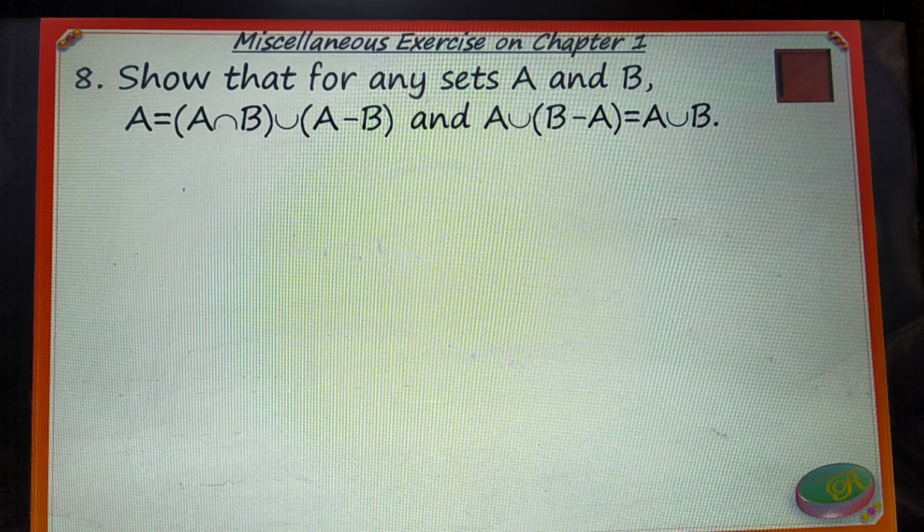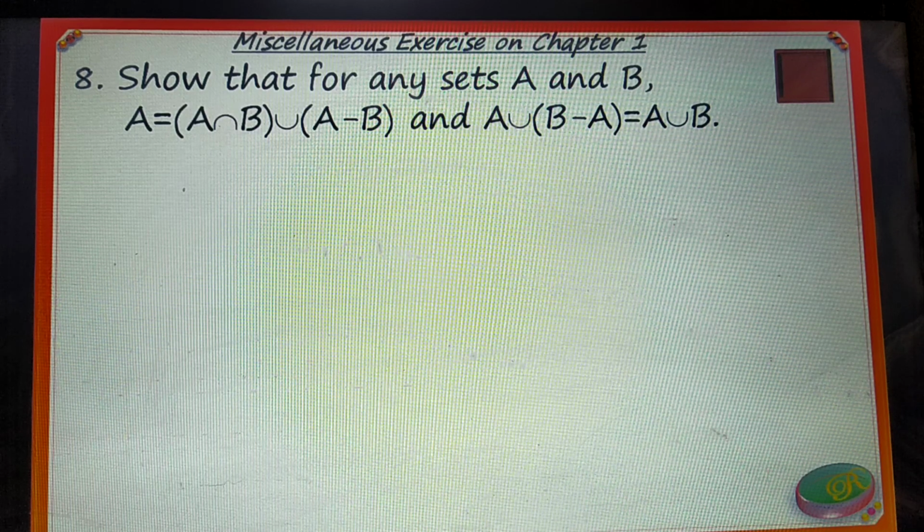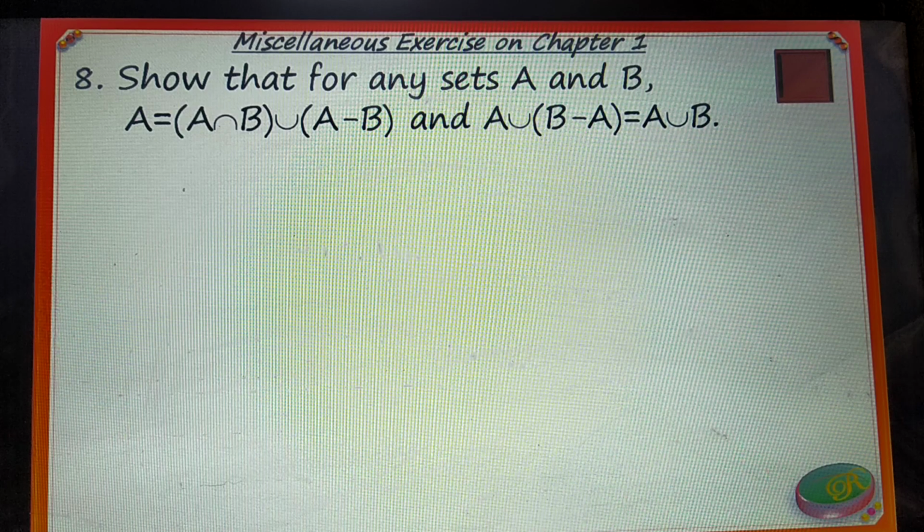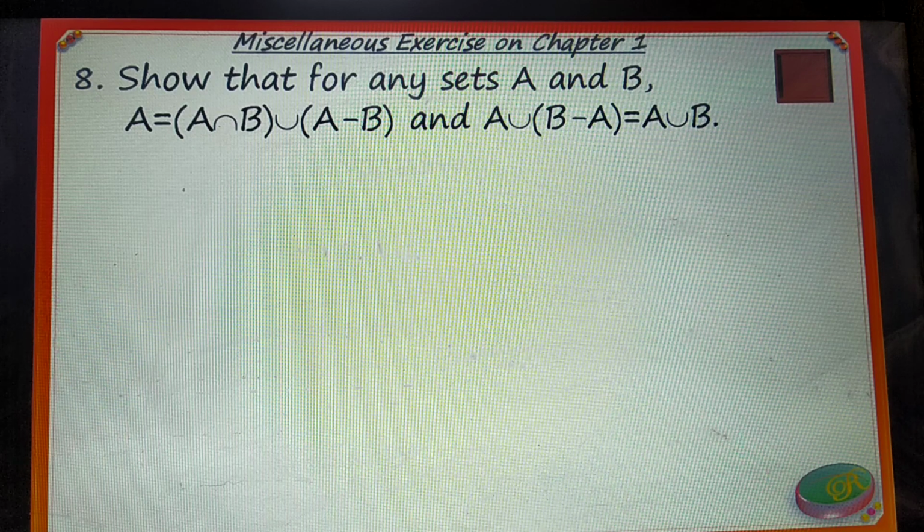Question number 8. Show that for any set A and B, A is equal to (A intersection B) union (A minus B), and A union (B minus A) is equal to A union B. Solution.